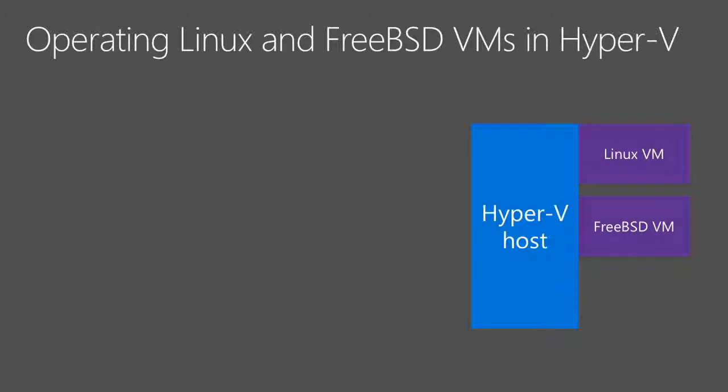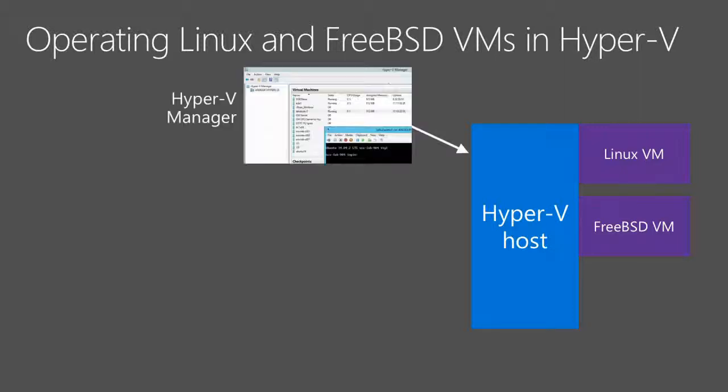Dynamic memory is one that we get a lot of questions about. I'm sorry, one other thing here. Operating Linux and FreeBSD. I'm off gears here a little bit. You're running Linux on Hyper-V, you're running FreeBSD on Hyper-V, you're running Windows on Hyper-V. How do you operate it? And there are a couple different ways. Obviously, you can use Hyper-V Manager. Hyper-V Manager works regardless of what the guest operating system is.